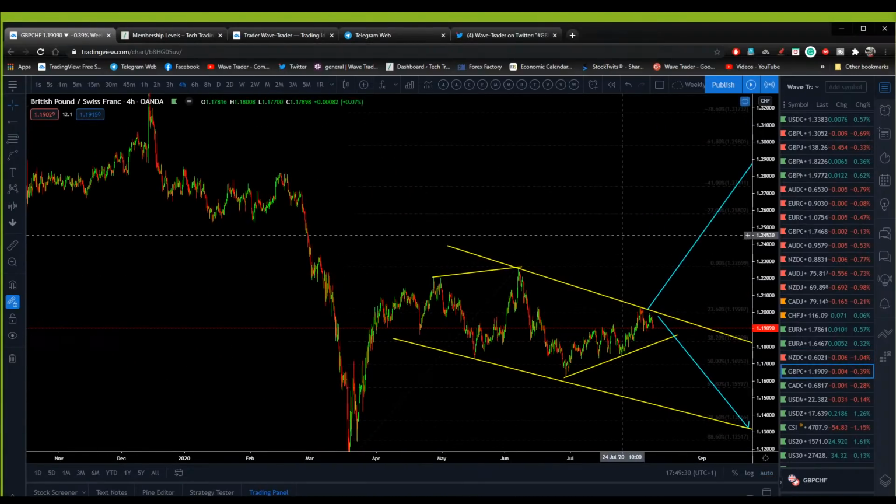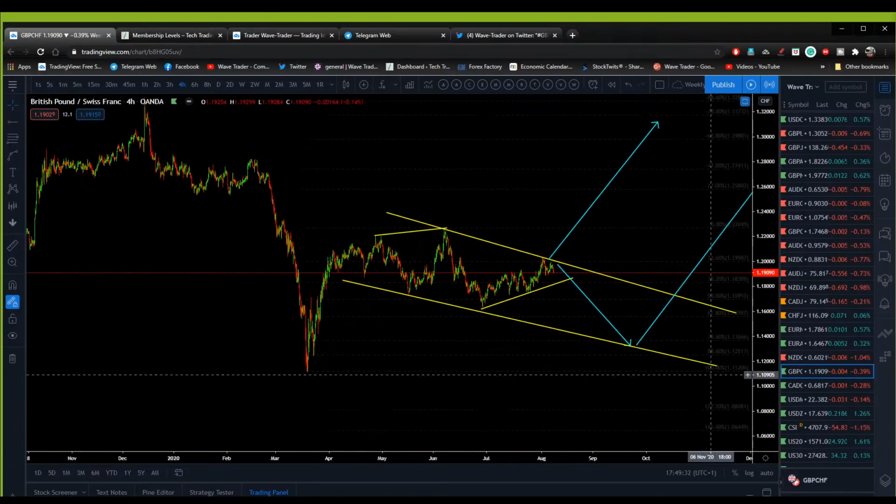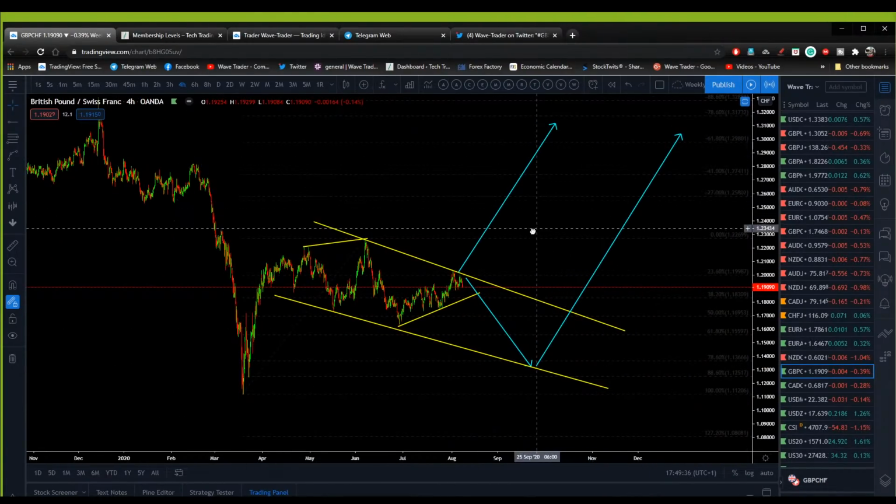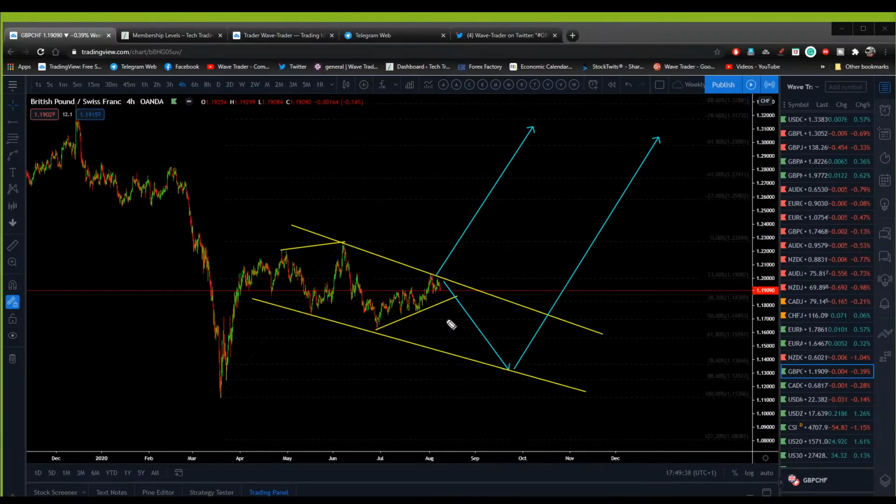Okay, pound chief, very much the same chart as the euro pound. One more leg, simply one more leg, as I have shown on the euro pound. Short-term, one more leg, and then again it goes higher. So this flag is to break up. First of all, look for one more leg. It's not a good setup.